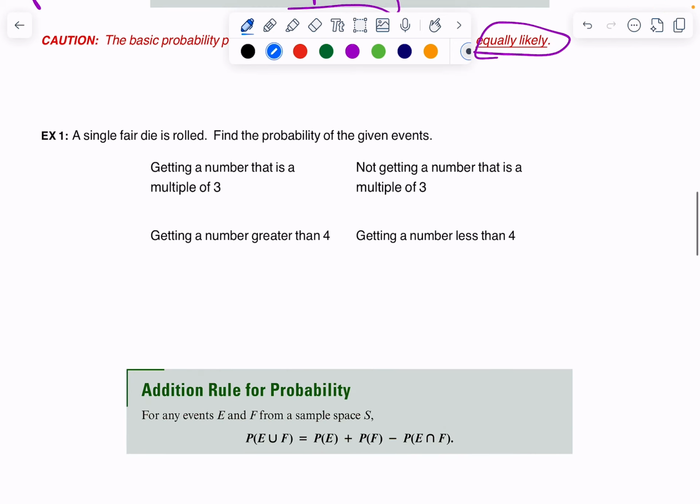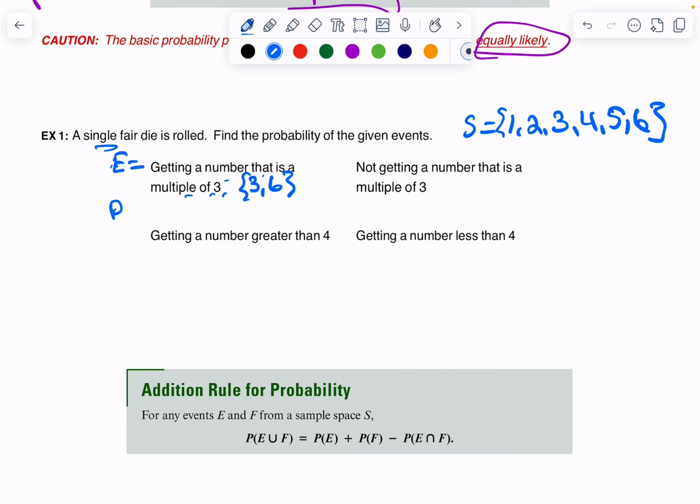Okay, we're still rolling, now we're rolling a single fair die, and we're going to find the probability of the given events. So our sample space is going to be 1, 2, 3, 4, 5, and 6, like it is if we're rolling a single fair die. Now, our event E here is getting a number that is a multiple of 3. So multiple of 3 would be 3 and 6. So the probability of this event E is going to be 2 out of 6, which simplifies to 1/3.